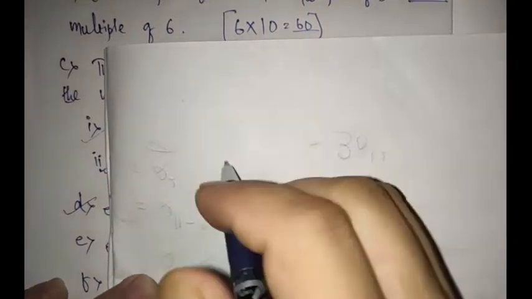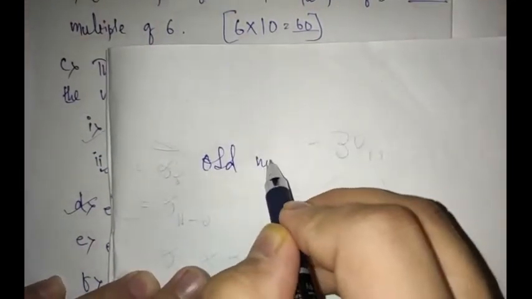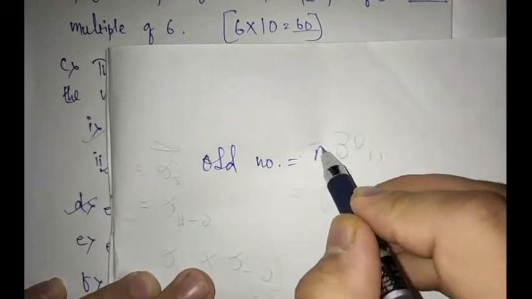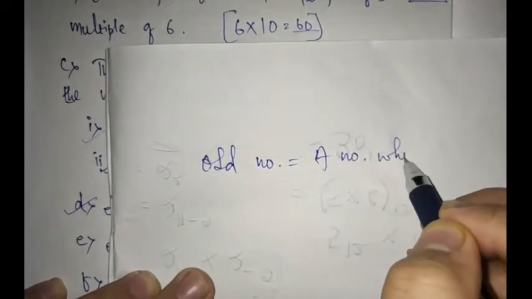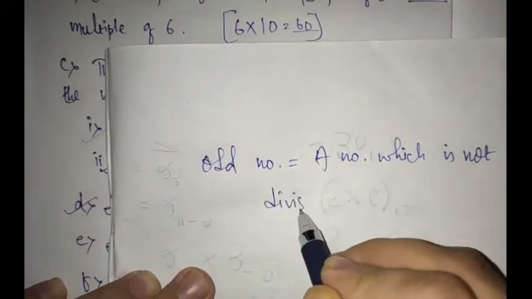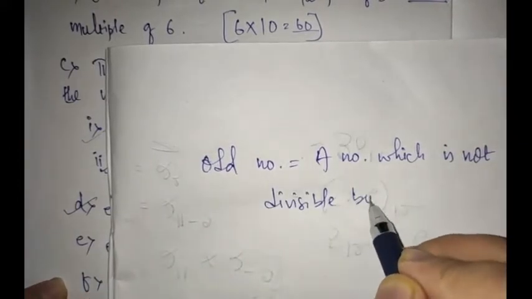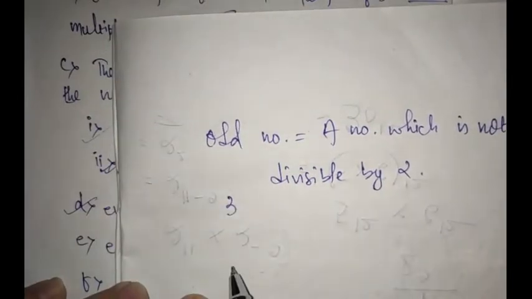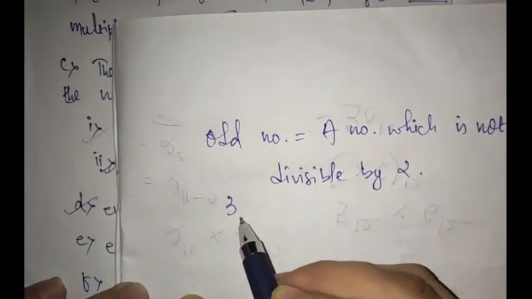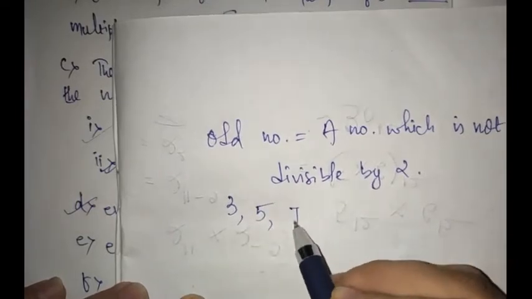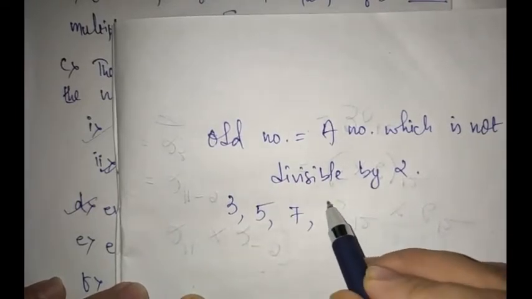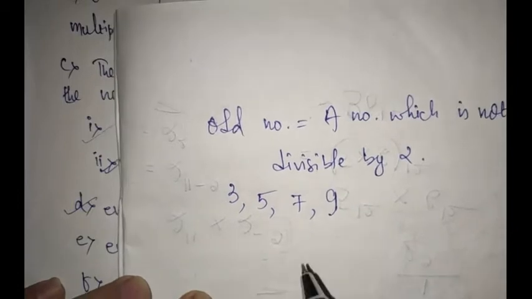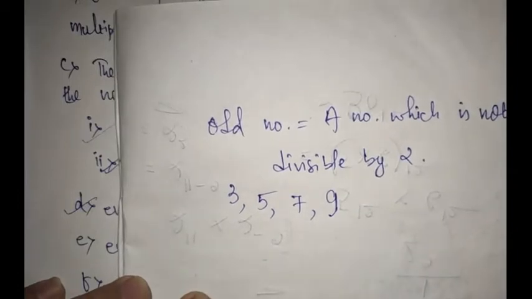Now odd numbers are those numbers which are not divisible by 2. A number which is not divisible by 2, for example 3. 3 is an odd number. Say for example 5, 7, 9. Why are they called odd numbers? Why are they not called even numbers?